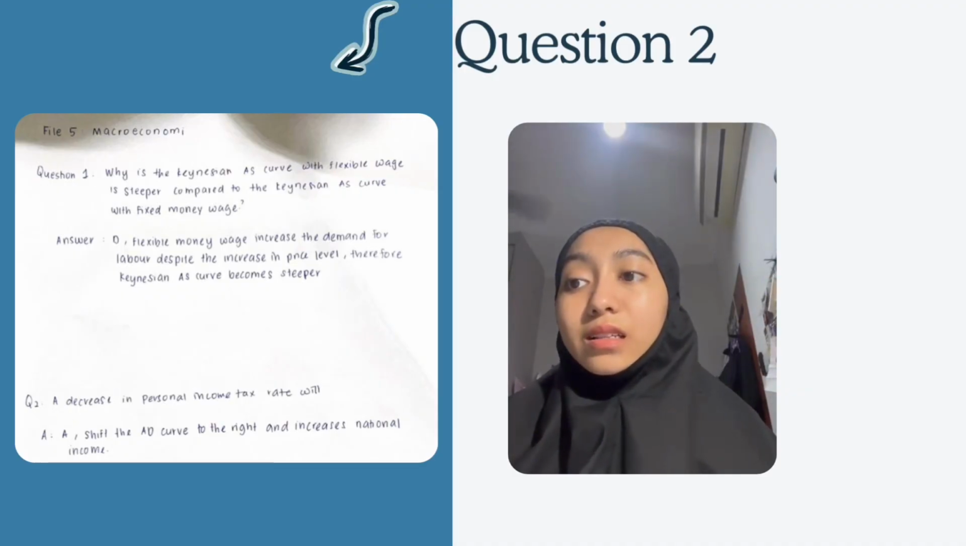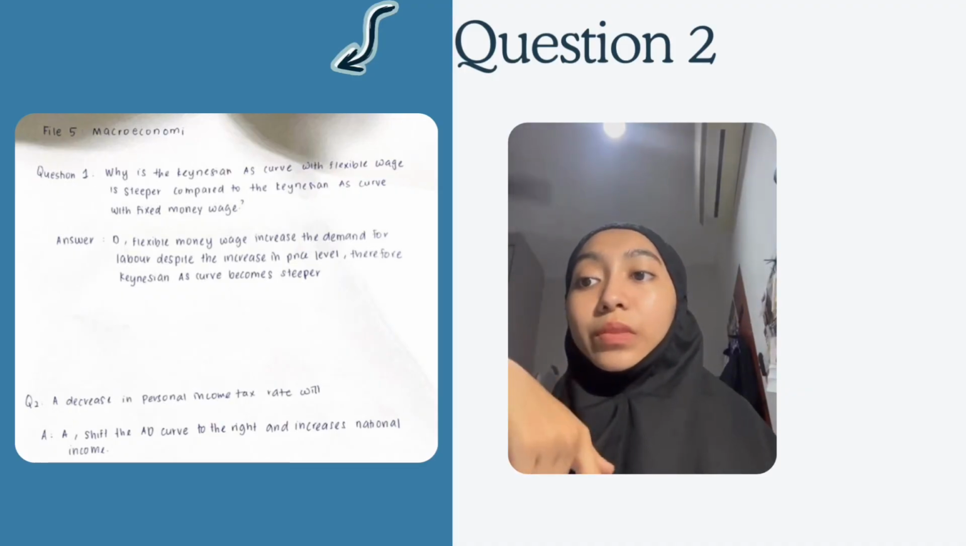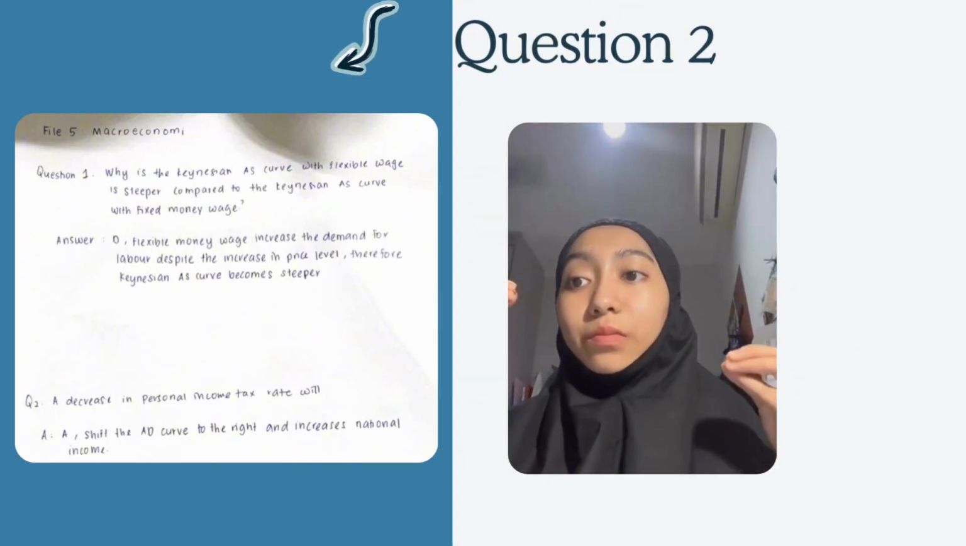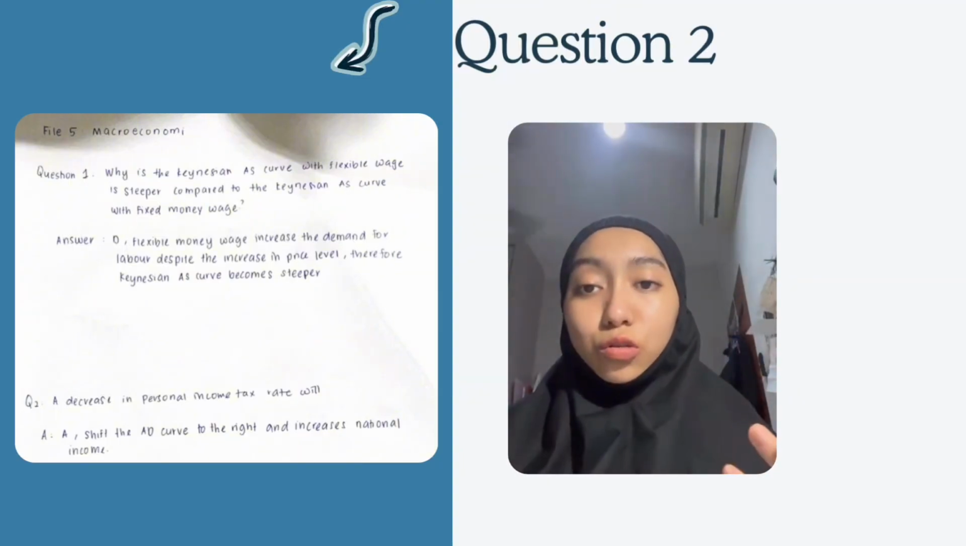When the tax falls and people have more money, they would like to consume, so AD will shift to the right.